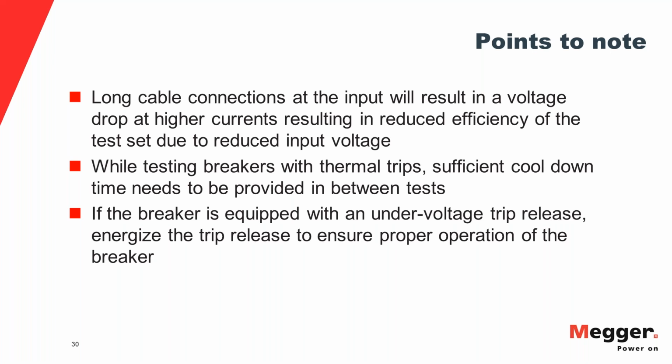If you're doing the testing at high currents, high output current means high input current for the test set. And if that high current flows on the input side through really long cables, then there will be a voltage drop, which will result in lower input voltage on the test set. Lower input voltage means reduced output from the test set. So that's something that you need to take note of, to make sure that the cables are only as long as they need to be, and they are the right size, of course.